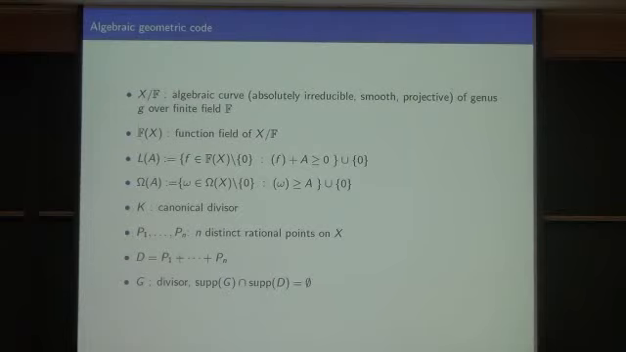K is a representative of the canonical divisor, and P1 to Pn are n distinct rational points on X. When we say divisor, a divisor is just a formal sum of points. So D is a divisor, which is the formal sum of the n distinct rational points. And we take G such that the support of G and the support of D are disjoint. So they have no common points.